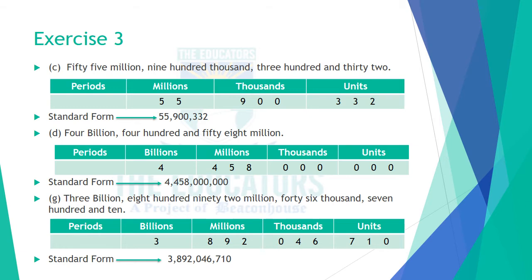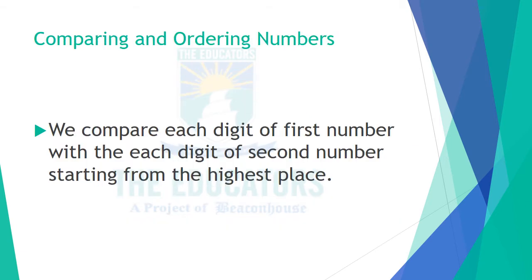In part G, 3,892,046,710. In this part we apply the same rule. We put all the digits in the place value chart, and you can write in figures as 3,892,046,710.